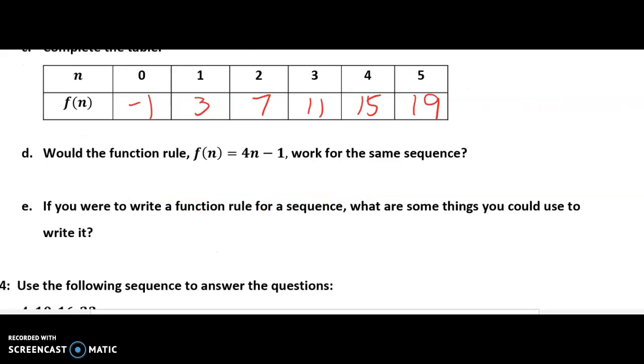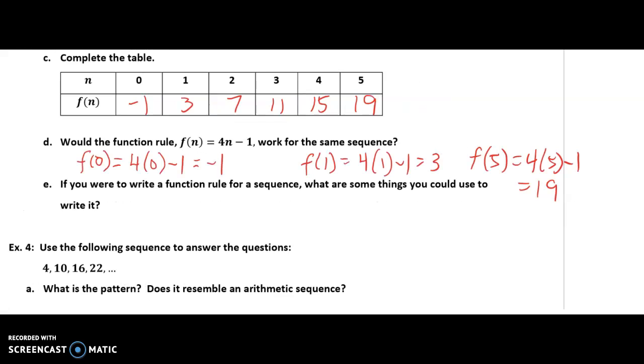Part D, we're being asked, would the function rule f of n equals 4n minus 1 also work for the same sequence? And our answer is going to be yes. As you can see here, if I plug in 0 in for n for this function rule, I get the term number of -1. When I plug 1 in for n, I also get f of 1 equals 3. And if I plug 5 in for n, I also get that fifth term is 19. So this function rule works for the same sequence.